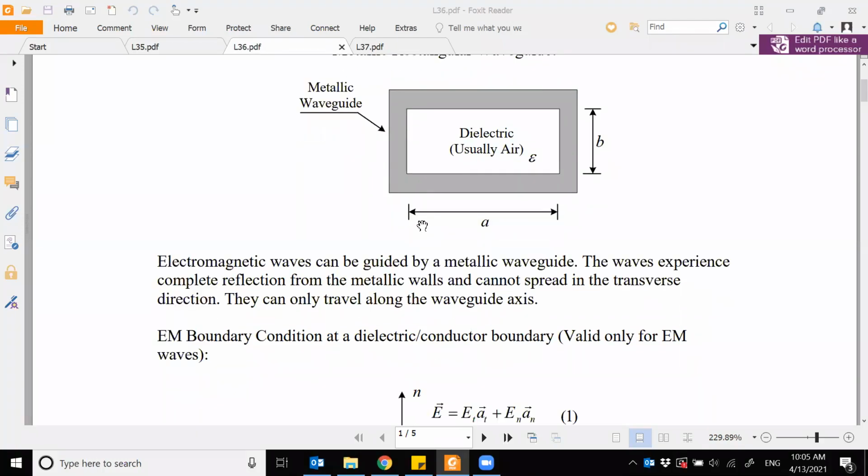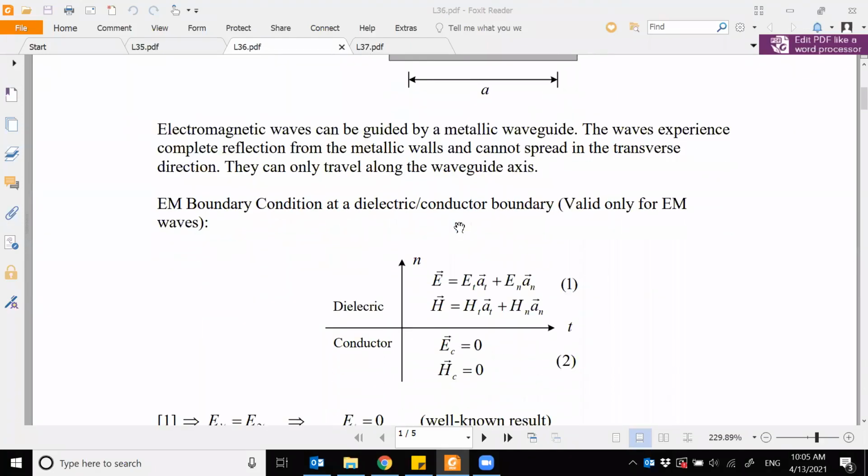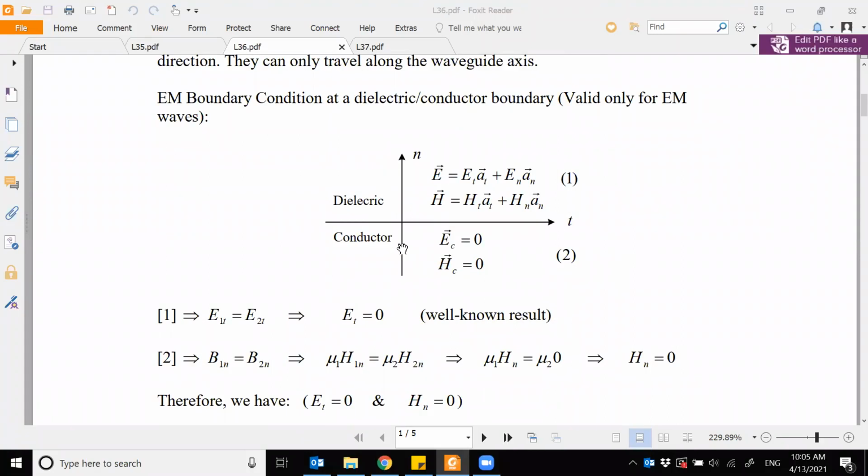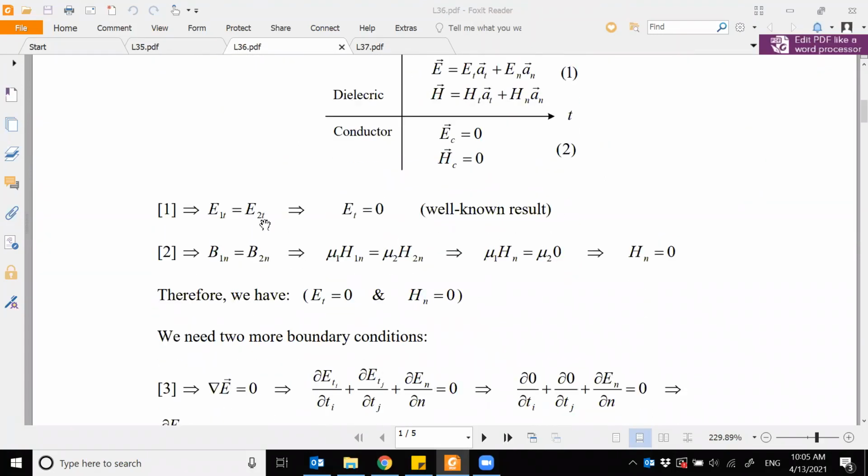And then what we did first is we tried to generate modified boundary conditions that we will require for our metallic waveguide. So we got two boundary conditions. This was the very generalized way of deriving the boundary conditions. Two very well-known boundary conditions are here: E tangential is equal to 0 and H normal is equal to 0.